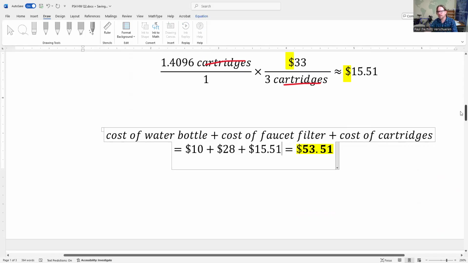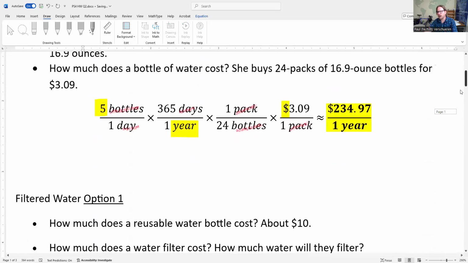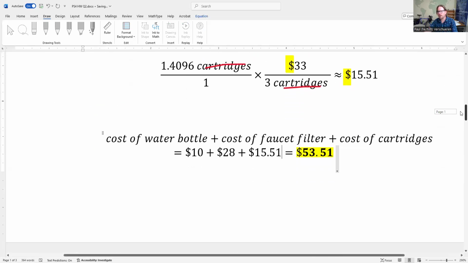Way, way, way cheaper. Just as a reminder, $234.97 was the bottled water. So we're already way, way, way less money. And I'll just, spoiler alert, this ends up being the cheapest of the three options.